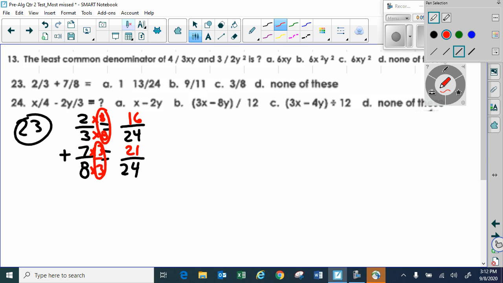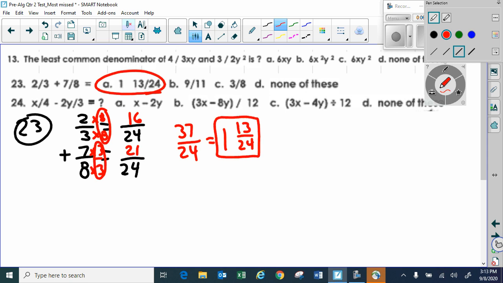So now I'm adding 16 plus 21 is 37 over 24. I'll look for that answer that's not there, but they go ahead and convert it to a mixed number right here. 24 goes into 37 one time with 13 remaining, and the denominator doesn't change. 1 and 13/24. If that 13/24 reduced, I would need to reduce it, but it does not.